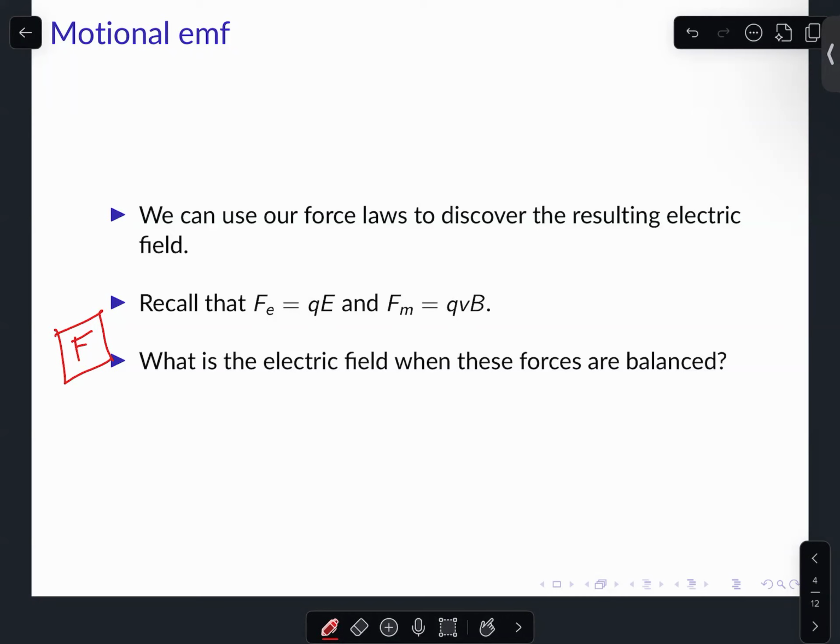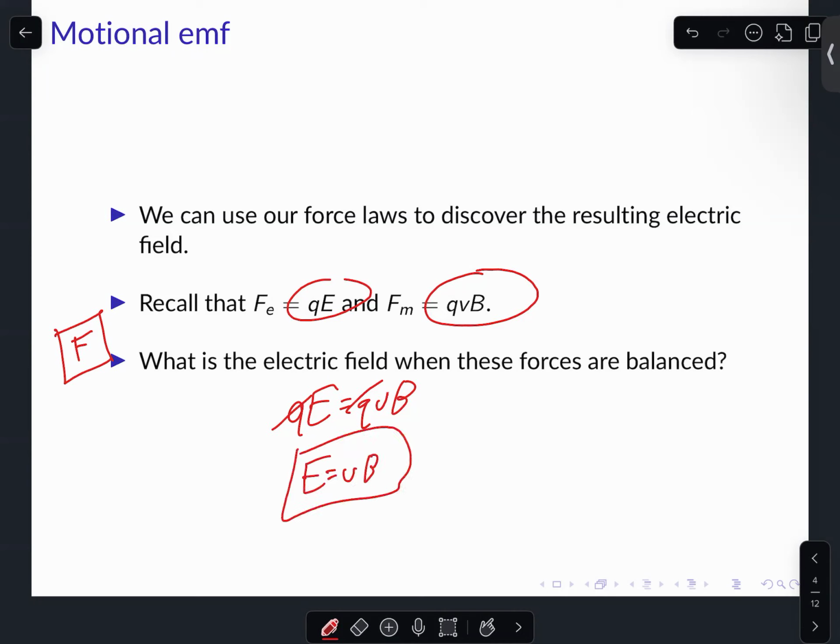Okay, as most of you have realized, if QE equals QVB, I can cancel Q on either side. The electrical charge and the charge which feels a magnetic force are equal, the same charges. So I can write E equals V times B. What is this electric field? This is not the electric field from magnetism. This is the electric field resulting inside the material because the charges are pushed apart inside the material.